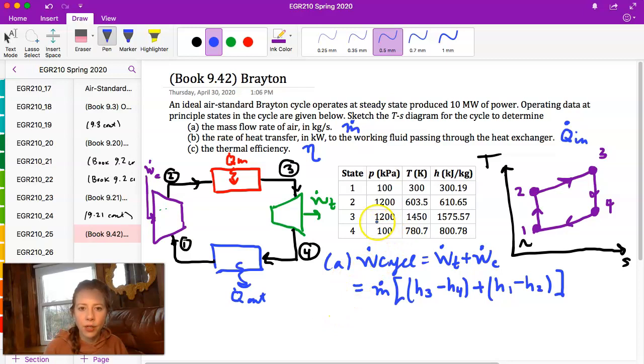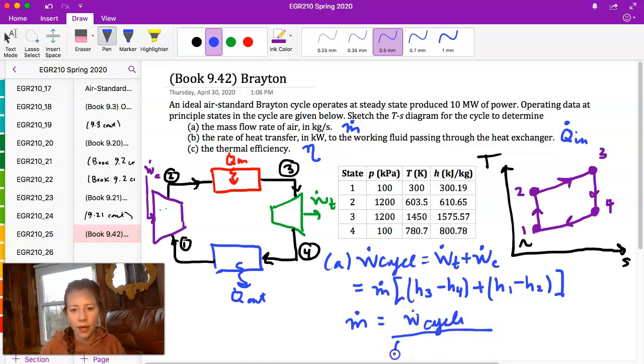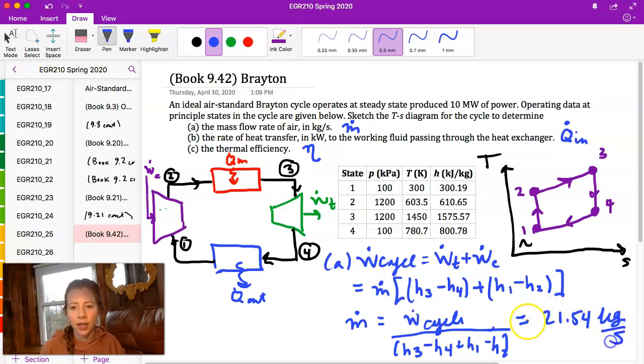And we can go ahead. We know W cycle is going to be 10 megawatts. So M dot is going to equal W dot cycle divided by H3 minus H4 plus H1 minus H2, which is going to give us 21.54 kilograms per second.